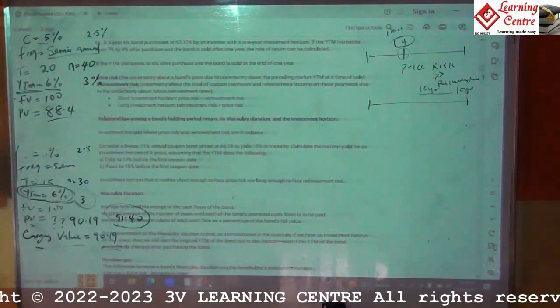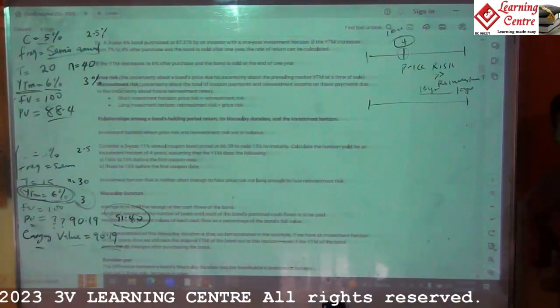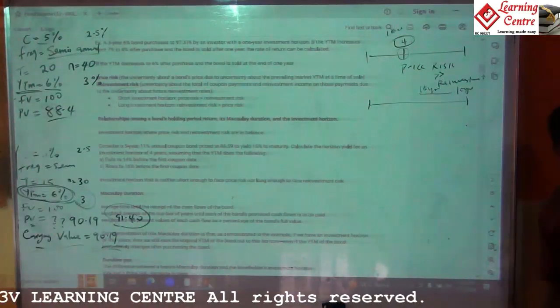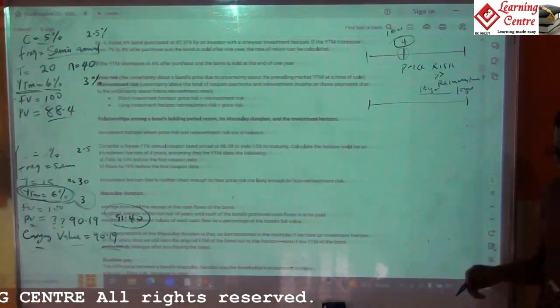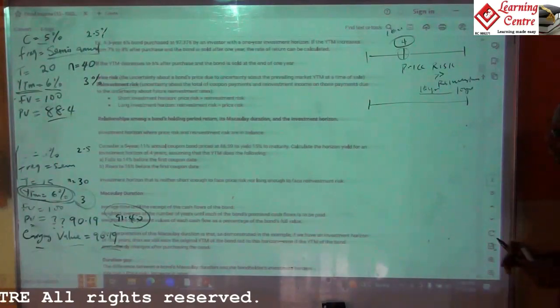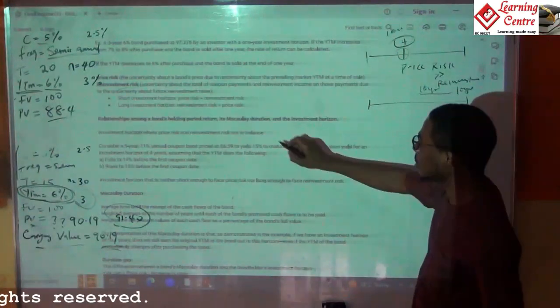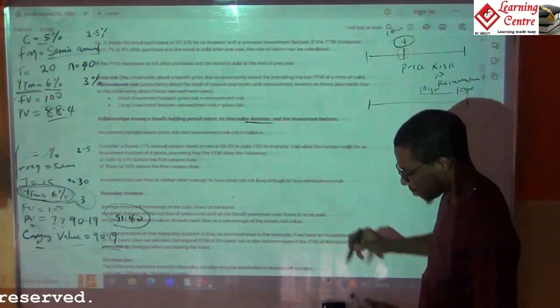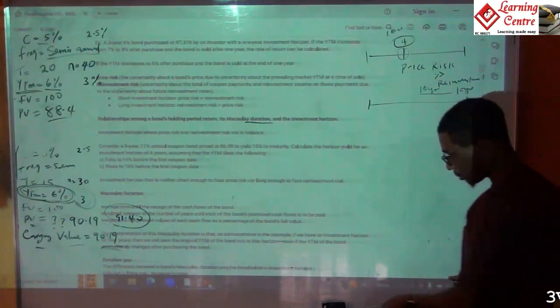At that point, the only thing I'm worried about is reinvestment. How will the cash flow keep being reinvested? What will I likely invest in? So that's what we are trying to talk about. And we are going to measure the duration of the bond.